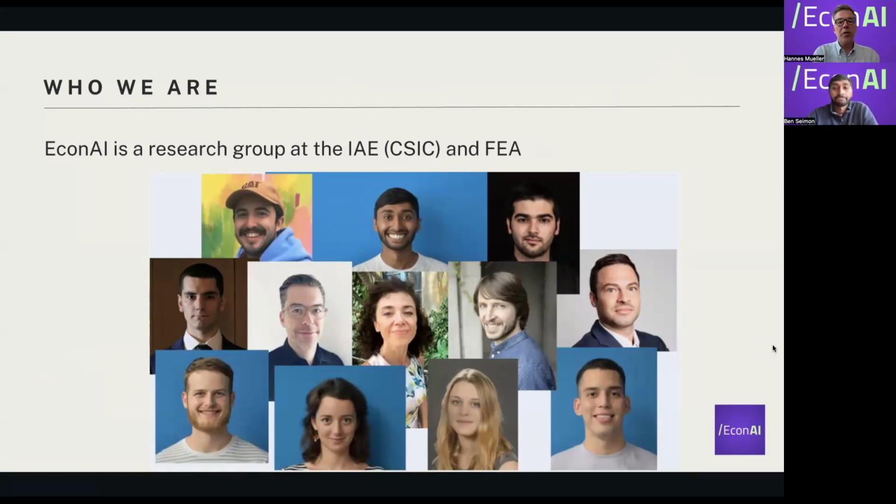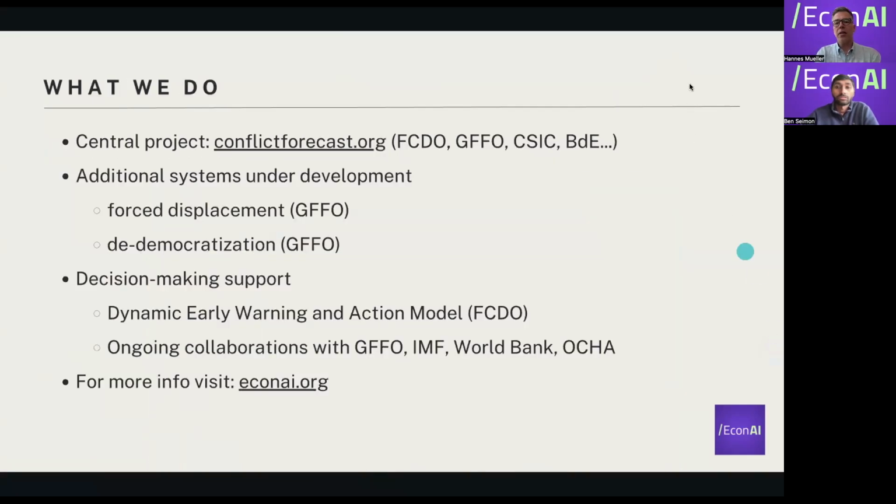So what do we do? We work mostly on conflict forecasting, and all this is available at the conflictforecast.org webpage. This page was developed, as I said, for FCDO and GFFO, but also with the Spanish Research Council, CSIC, and the Spanish Central Bank, and several other organizations that helped us develop this webpage.